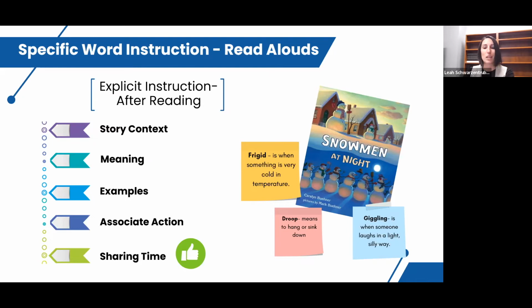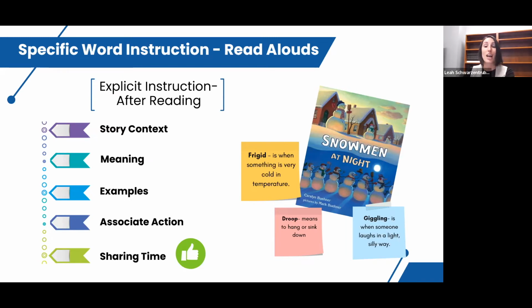We then provide the meaning of our target word. Frigid is when something is very cold in temperature. The air was frigid and the people outside were shivering. We can enhance students' understanding by providing some examples. We might think that a frozen lake is frigid because the water is so cold.